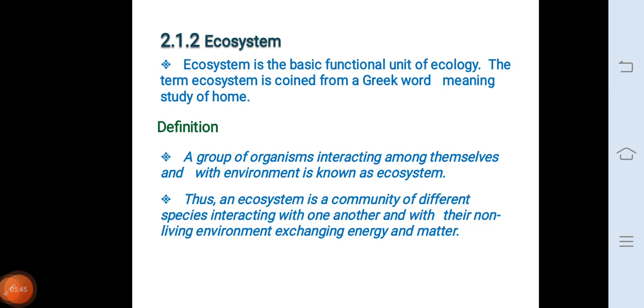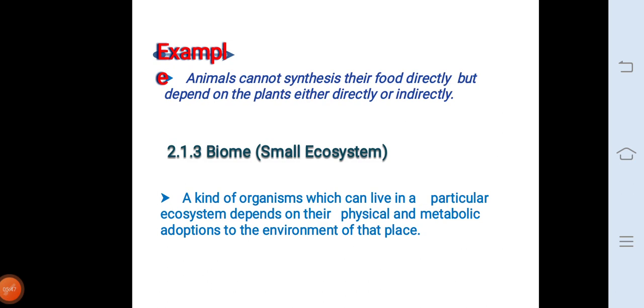For example, animals cannot synthesize their food directly but depend on plants either directly or indirectly. So, biome, that means a small ecosystem. The kind of organisms which can live in a particular ecosystem depends on their physical and metabolic adaptations to the environment of that place. Thus, a biome is a small ecosystem within an ecosystem.